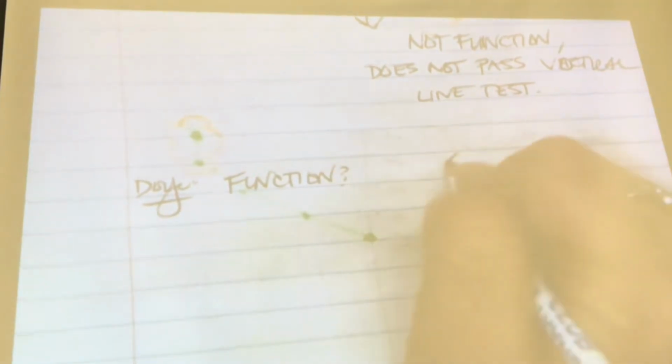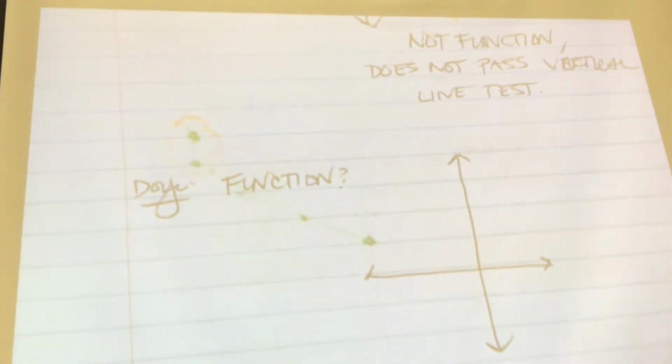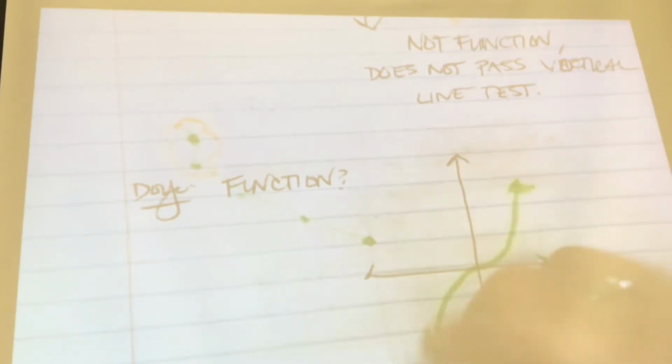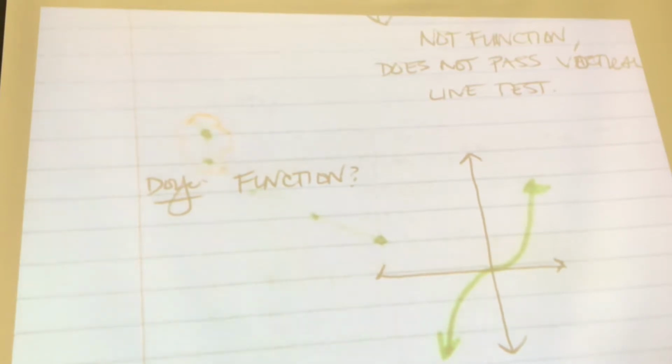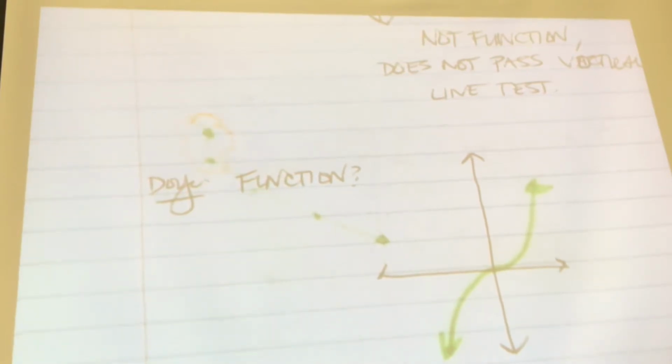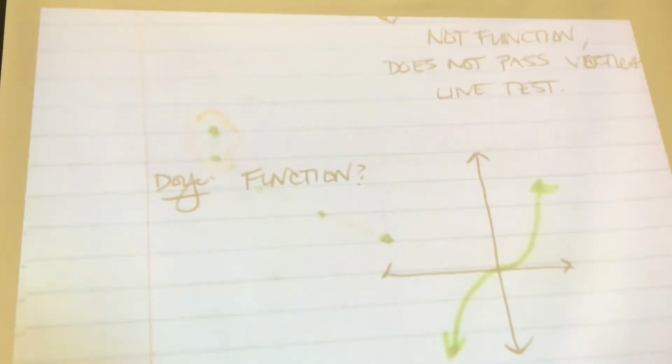Here's your do-now. Is this a function? Nah, dude. Organize that table for me, please, because it's all over the place. Alana, what do you think? No. It is not? Where does it fail the vertical line test? Yeah. Where then?